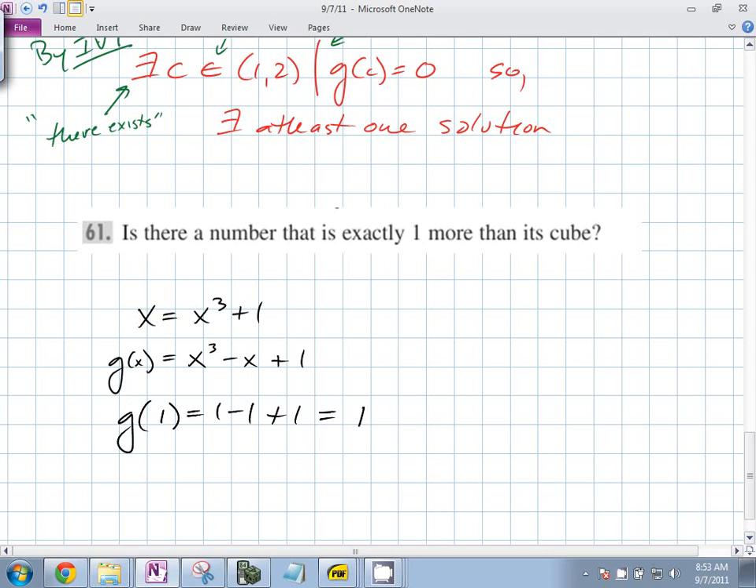So what should we pick? g of negative 2. That's going to be negative 8 minus negative 2 plus 1. What's that going to be? Negative 5. So you know it.